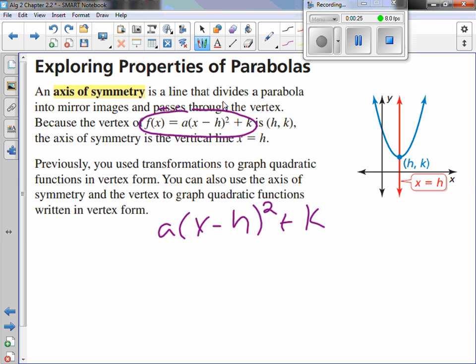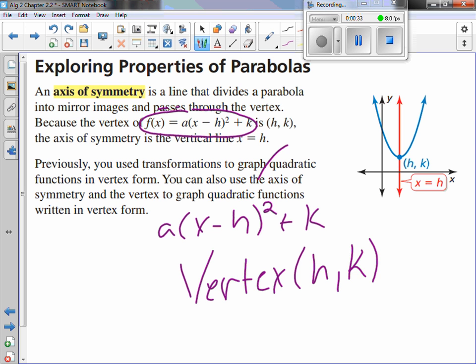Now the reason we call it vertex form is because the vertex is the point (h, k). The h value, k value, it gives us the vertex. It tells us what the vertex is. And the axis of symmetry is x is equal to h. So when we have it in vertex form, it kind of gives us this information.